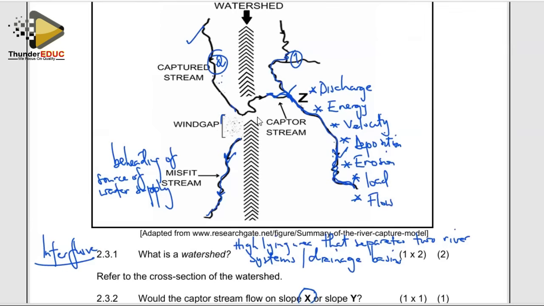Automatically, because there is now an extra supply of water, the discharge is going to get higher. It is going to increase the volume of discharge. The amount of water in the stream, in the channel, is going to increase. There will be higher discharge. Then the energy, it is going to have more energy.